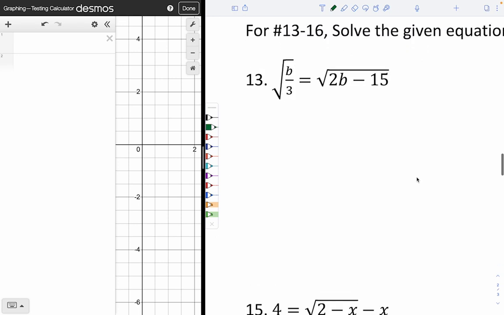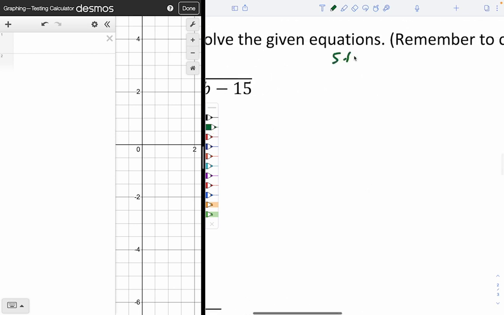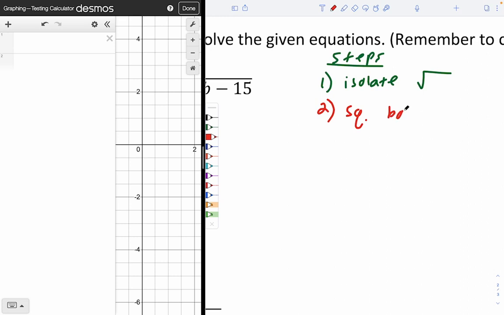Okay, let's go to solving. Let's write the steps out. Step 1, we need to isolate the square root. Step 2 is to square both sides.